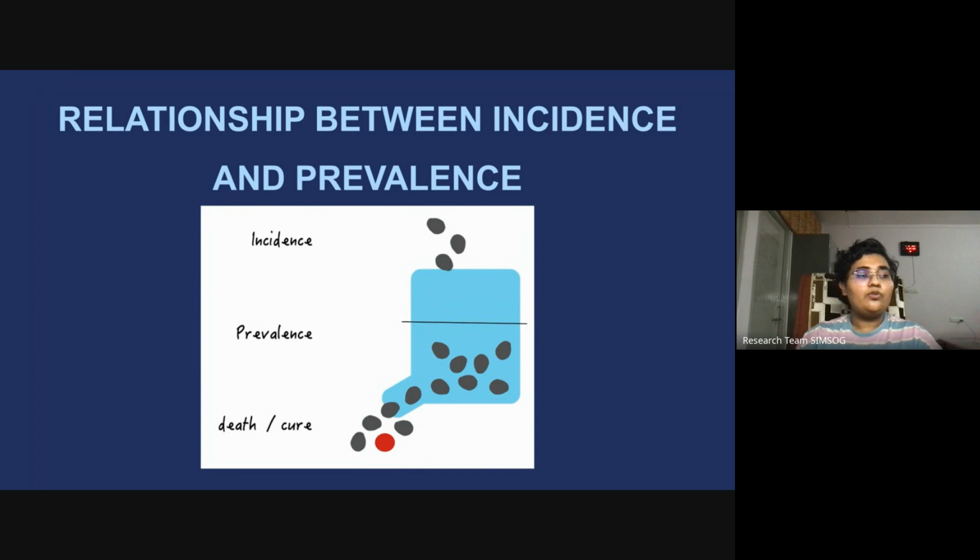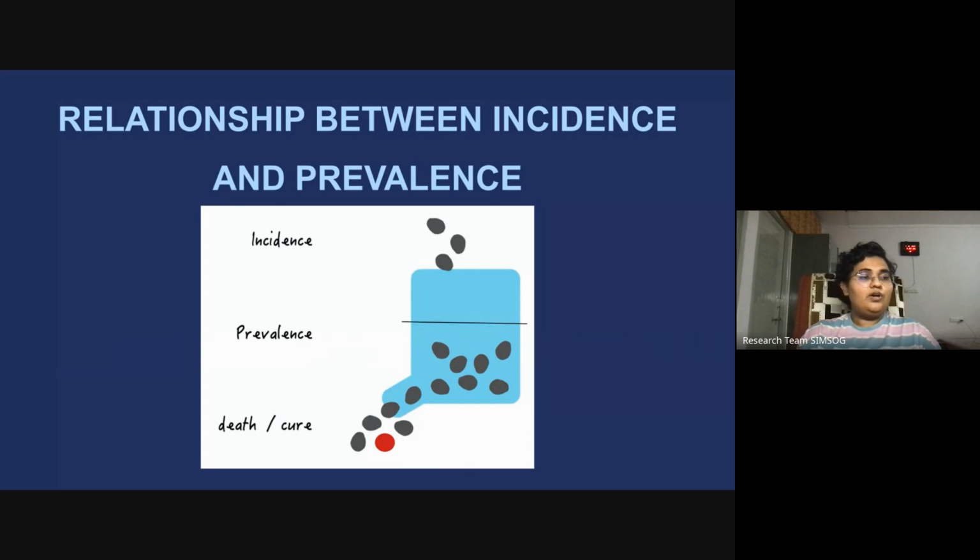So in this, if the death will increase, more people will be leaving the vessel, and thus prevalence will be decreasing. And if death will decrease, then more people will be staying in the vessel, so prevalence will actually be increasing. Similar with cure. If cure increases, then prevalence will decrease, and if cure will decrease, then prevalence will increase.